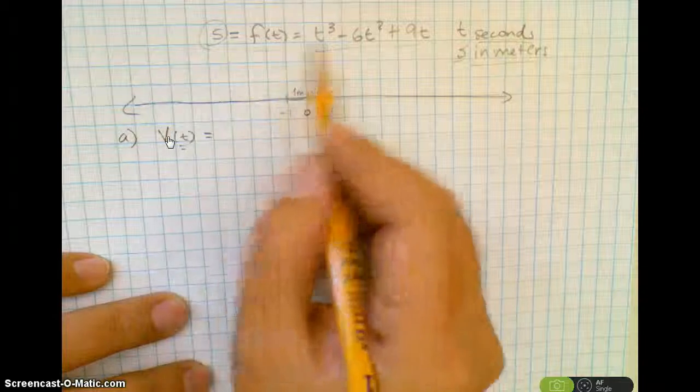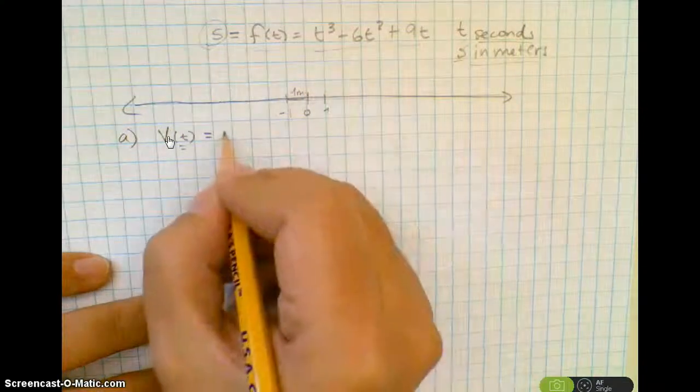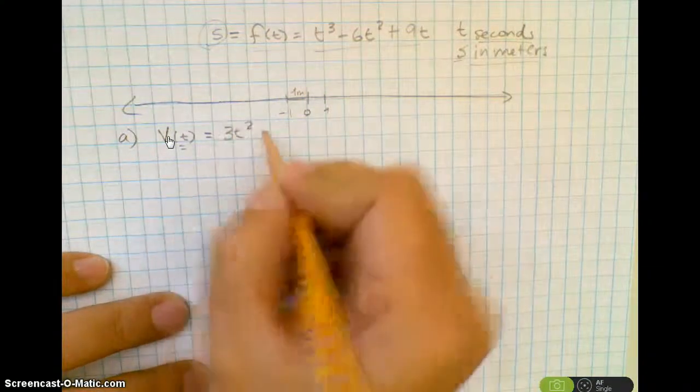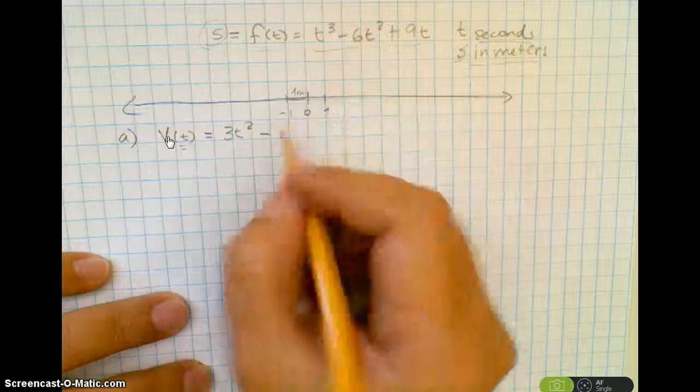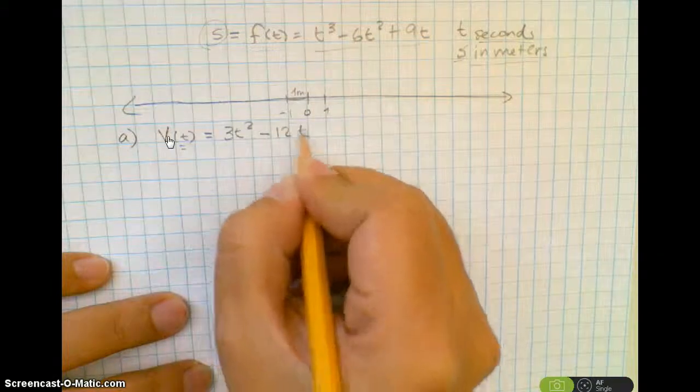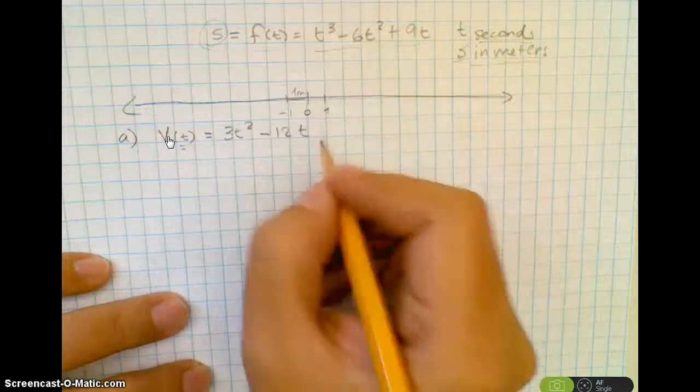So I'm just going to take the derivative of the position. In this case it will be 3t squared minus, the 2 becomes a coefficient, 12 t to the first power, plus 9.